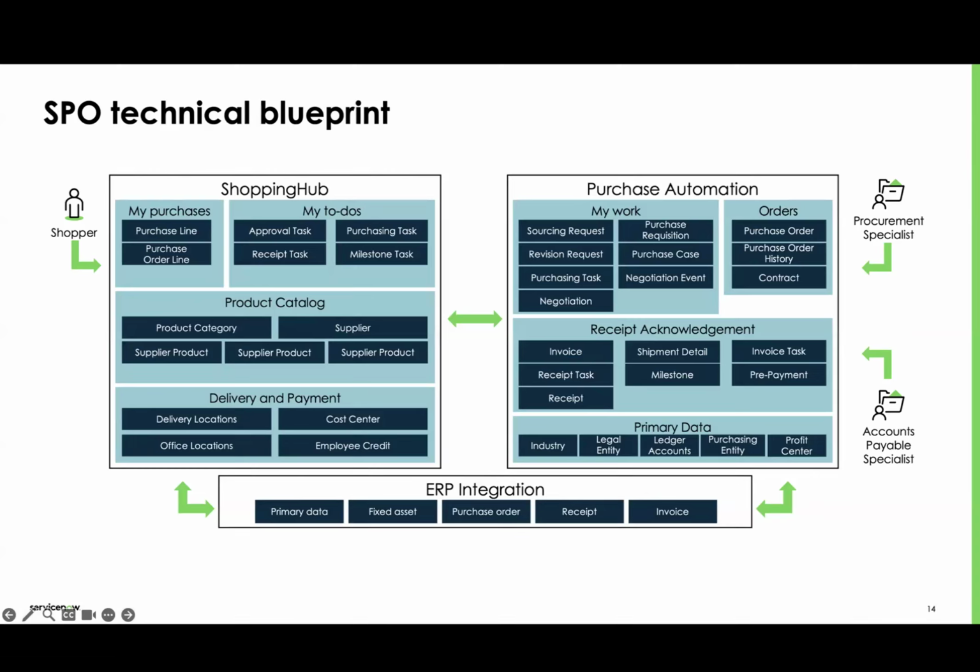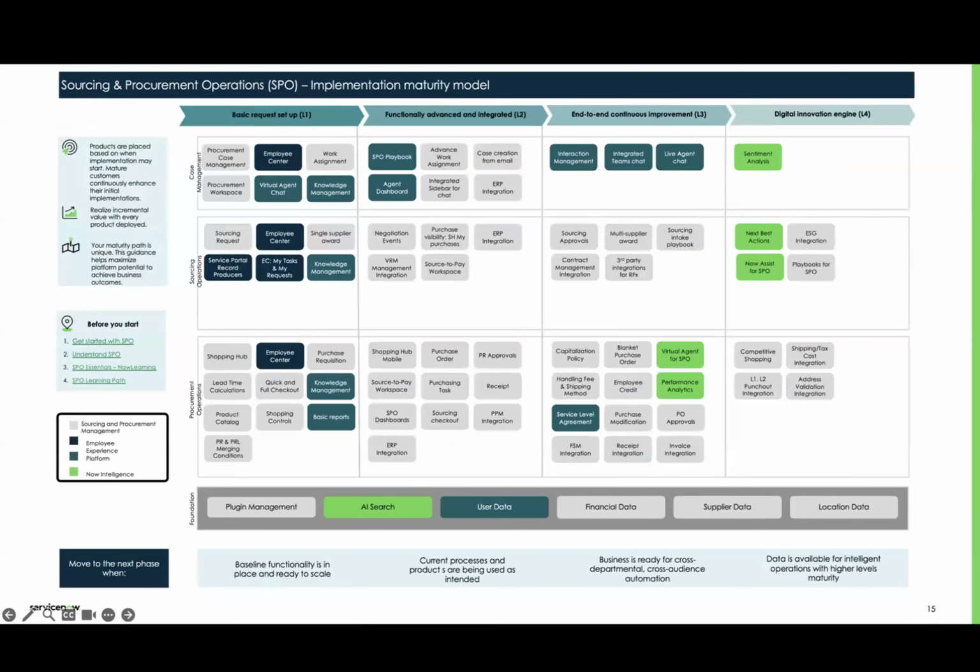And then at the bottom, the important part is the ERP integration, which we can obviously do out of box, getting that primary data, fixed assets, purchase orders, receipts, and invoices. And with ServiceNow, for all of our products, we have an implementation maturity model, allowing customers to consume as they need and can, from the basic setup into the advanced setup.